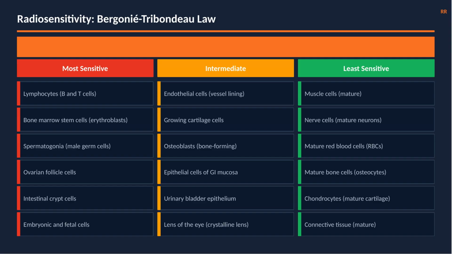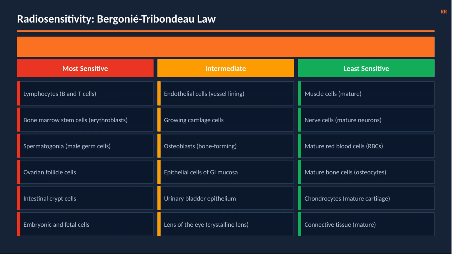Most sensitive, the red column. Lymphocytes, B and T cells. Bone marrow stem cells, erythroblasts. The male germ cells, spermatogonia. Ovarian follicle cells. Intestinal crypt cells. And embryonic and fetal cells. The most radiosensitive tissues in the human body.